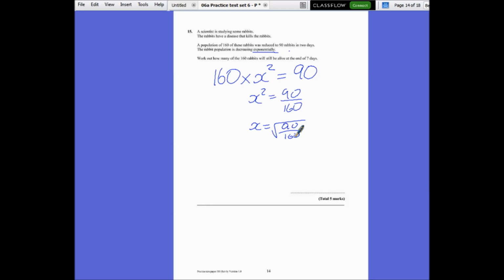To find out how many will be left after 7 days, we can just put that into our original formula. So 160 times the square root of 90 over 160 to the power of 7, which runs after 7 days. If you put that into your calculator, you'll get 21.3. So there'll be 21 rabbits left after 7 days.